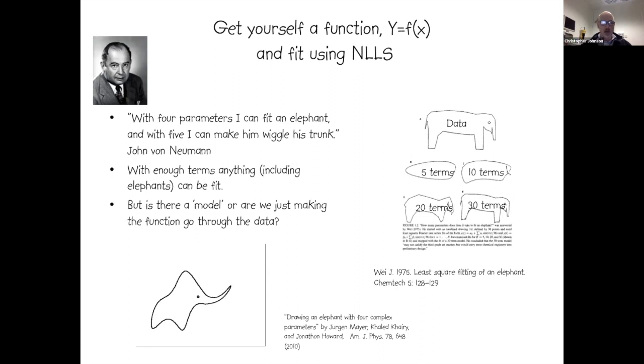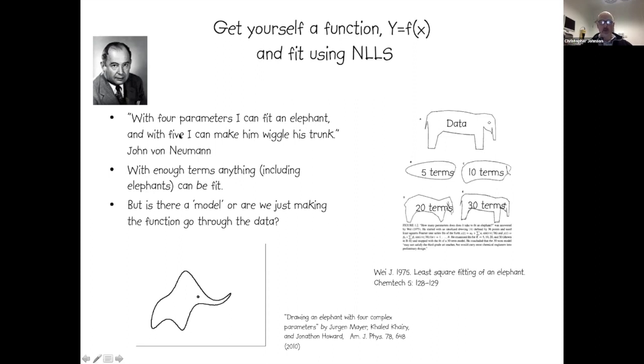And there's a famous quote from a physicist, John von Neumann: if you give me 4 parameters, I can fit an elephant. And if you give me 5 parameters, I can make him wiggle his trunk. So the message to this is, if you put in enough parameters in your function when you're fitting, you can fit pretty well anything to some sort of mathematical function, including elephants. But then you have to ask yourself, is there still a model? Or am I just making this function go through the data that I collected?